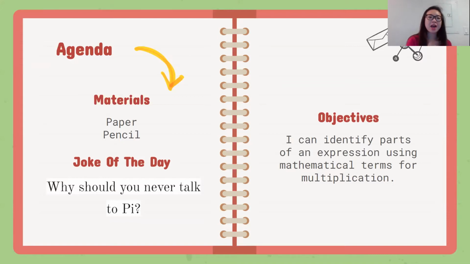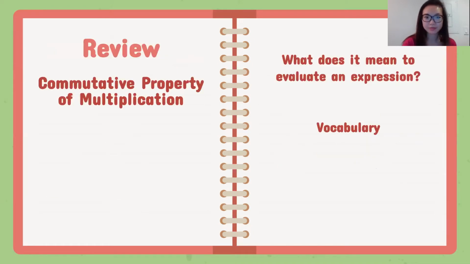So coming back for the joke of the day, why should you never talk to pi? It's because he or she or it will go on and on and on forever. If we know what pi is, that's the 3.14 that we know, but it's actually a number that is infinite and it goes forever and it's never ending.